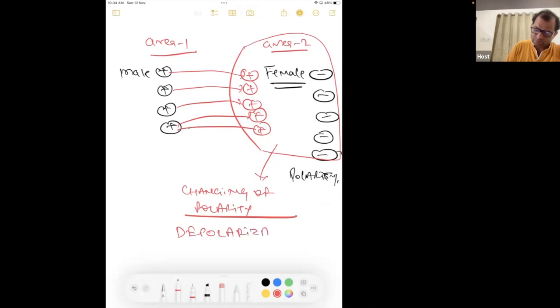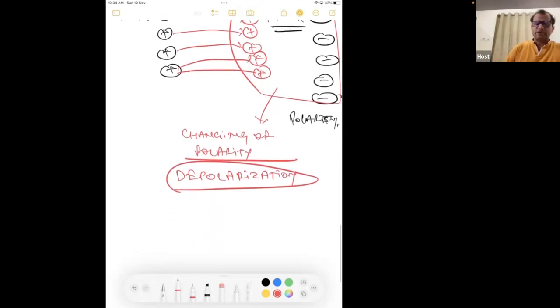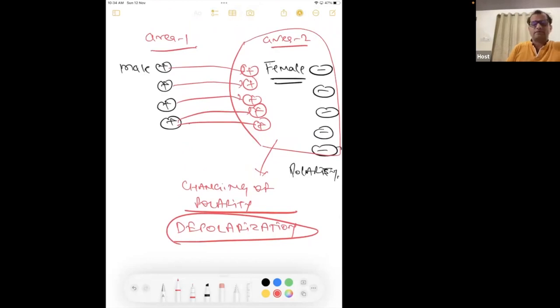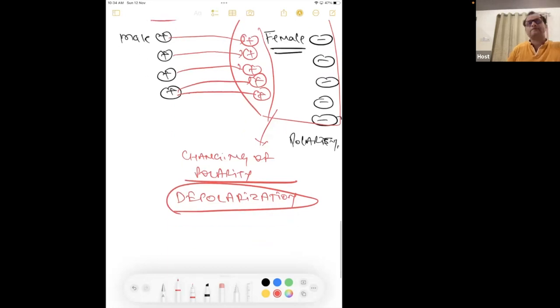So we will use this word depolarization. It means muscle contraction. After the muscle is contracted, now it wants to become like earlier again. It wants to relax again like earlier. It wants to regain the same polarity like earlier. It wants to send the sodium back to area 1. So when the muscle is relaxing, getting the polarity like earlier, we call it repolarization.